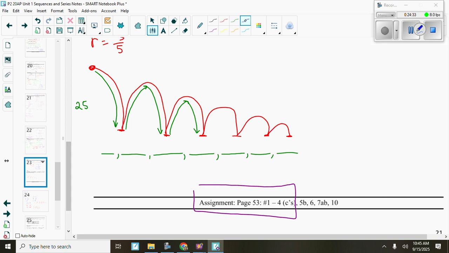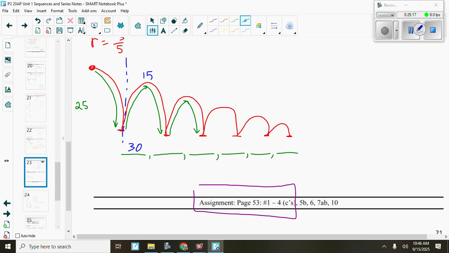So if we consider that at the end, let's look at this pattern. If I start at 25 and I do 3/4, how high is this bounce going to be, this one right here? So we do 25 times 3/4. Did you get 15? But it's 15 up and 15 down. So after the first bounce, it went up and it went down, so that's 30.